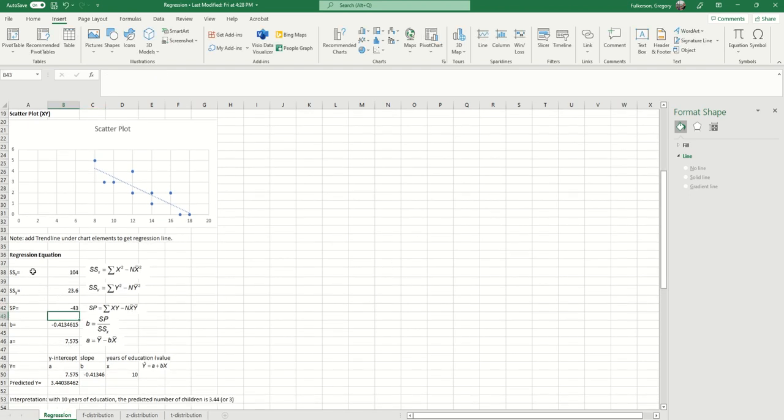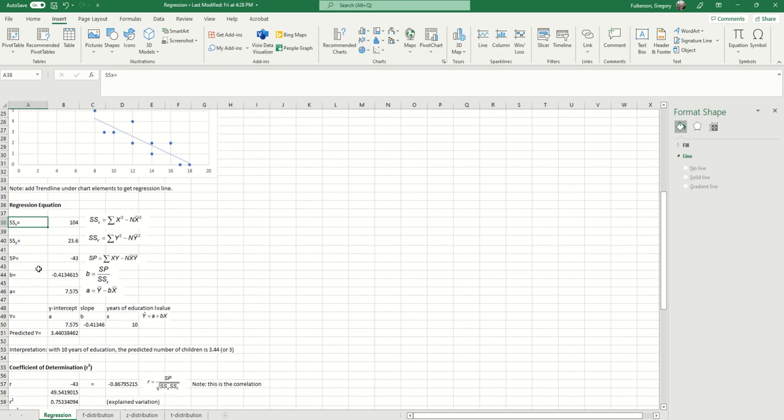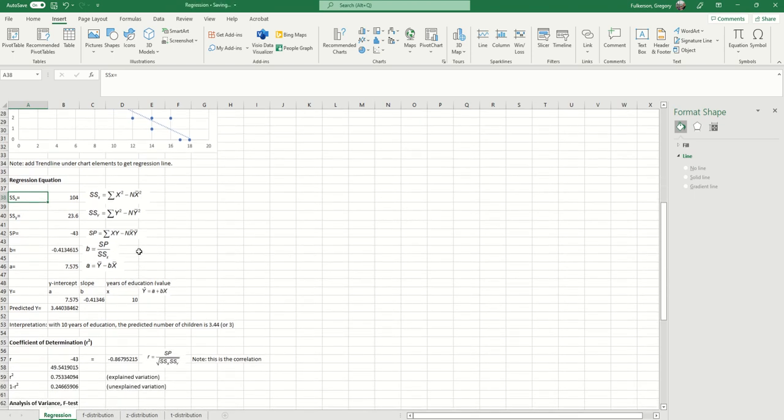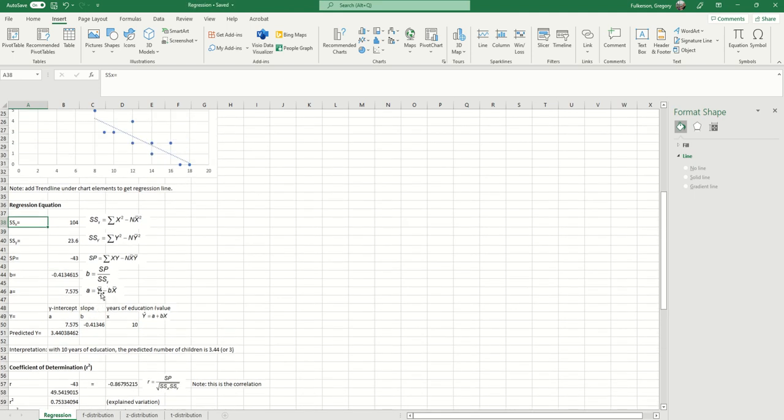Okay, so once we have our sum of squares, we can estimate b and a. So what are those things? B is the slope, right? And so the slope is sum of the product divided by the sum of squares x. So this value, minus 43 over 104, that's what this is doing right there.